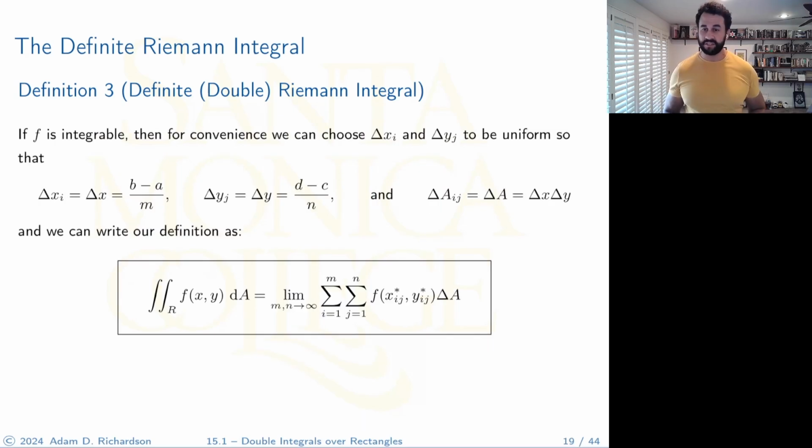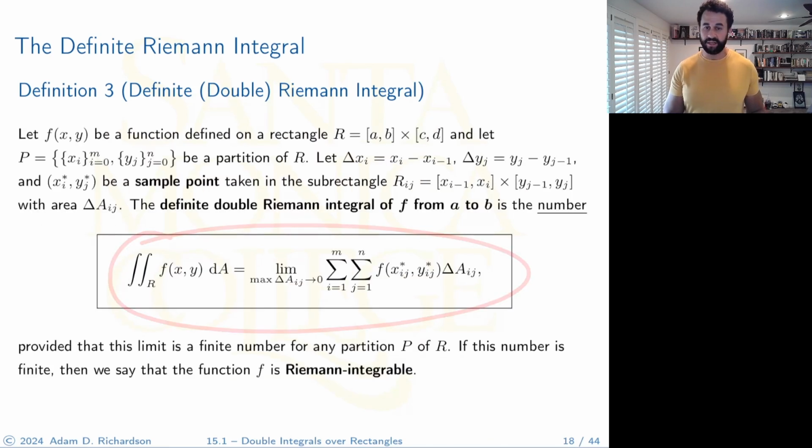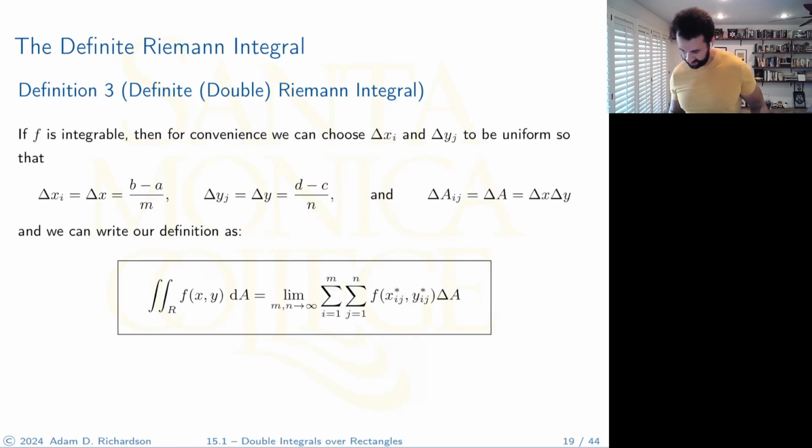Now again, if f is integrable, then for convenience you can choose delta x sub i and delta y sub j to be uniform, so that you get a nice formula for both delta x and delta y, and then a nice formula for delta A sub i j. It's just delta x times delta y. And then we take the limit as the number of rectangles goes to infinity. So this definition and this definition are equivalent as long as everything is comfortably nice. As long as your function is integrable, you can go back and forth willy-nilly.